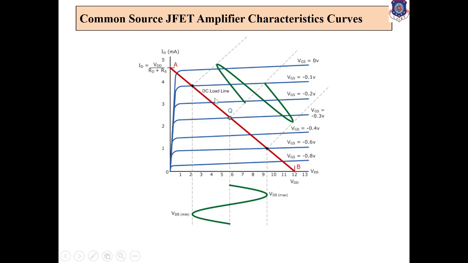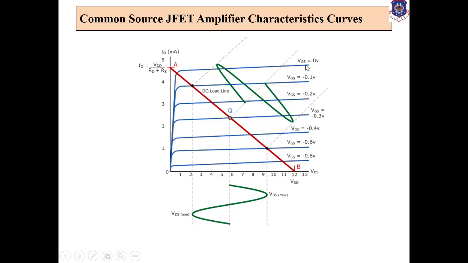The diagonally extended waveform is drawn, and the vertically extended waveform is drawn by considering any two points on the DC load line. The best position of the Q point, that is the operating point, is the middle point of the DC load line.